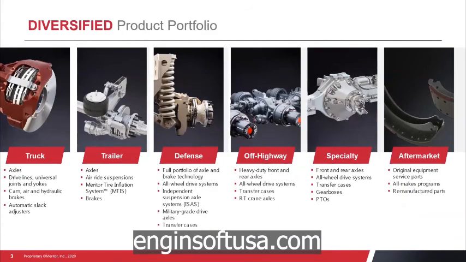Next slide, please. So here are some of the products that we offer. For trucks, we offer axles, drive lines, brakes. For trailers, we offer axles and trailer suspensions, as well as trailer brakes. For defense, we offer suspensions and transfer cases. For off-highway, we offer heavy-duty front and rear drive axles, transfer cases, and all-wheel drive systems. For specialty, we offer front and rear axles, all-wheel drive systems, gearboxes, power takeoff units. And for the aftermarket, we offer original equipment, service parts, and remanufactured parts.